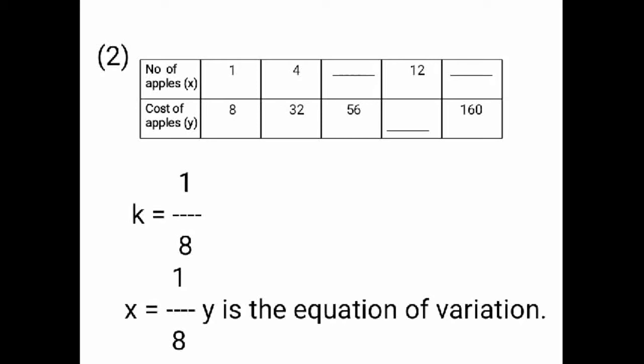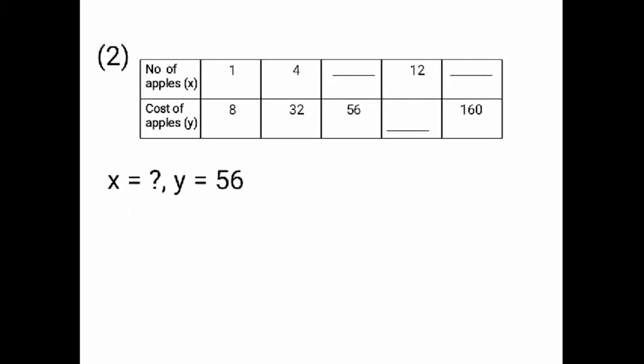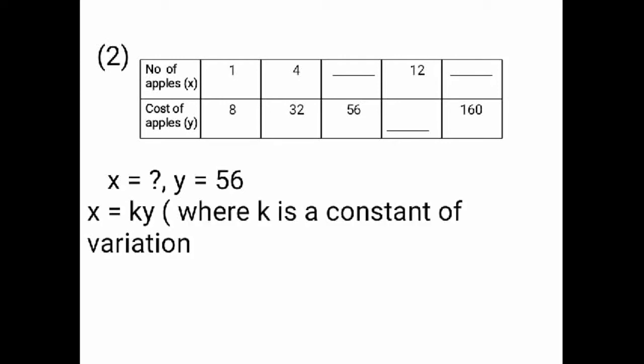In third column you have to find the value of x. Y value is given 56. x is equal to question mark, y is equal to 56. You have to use the formula of the constant of variation in direct variation. x is equal to ky, where k is a constant of variation. You have to find the value of x. K value you already got the answer. Constant of variation k is equal to 1 upon 8. Constant of variation k you have to substitute the value 1 upon 8.